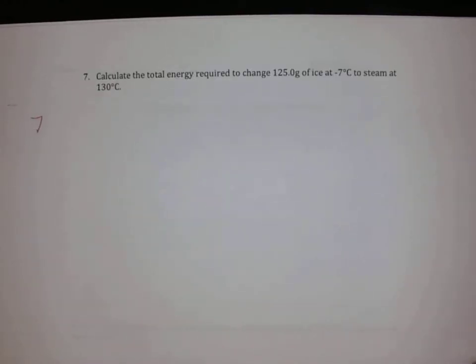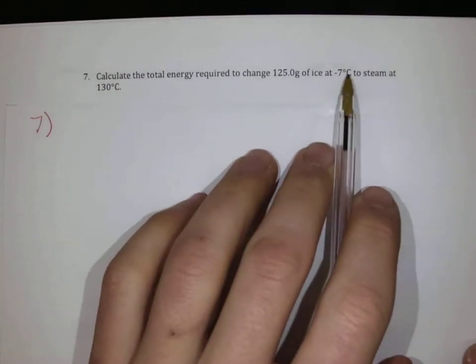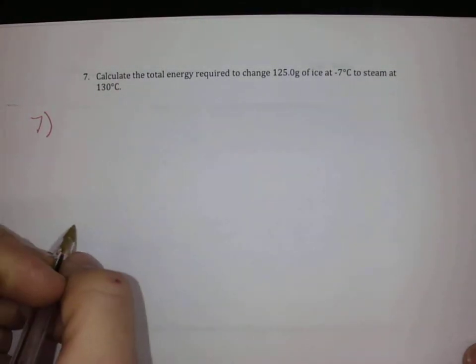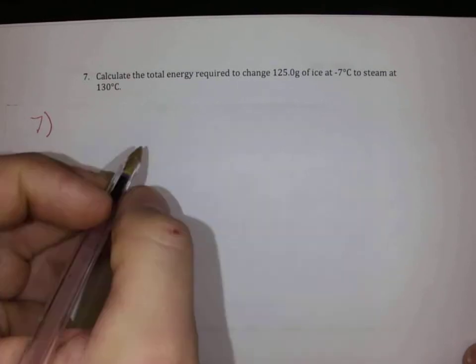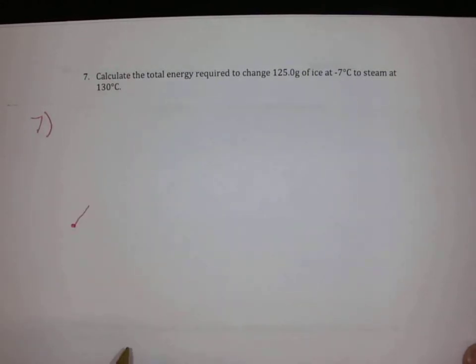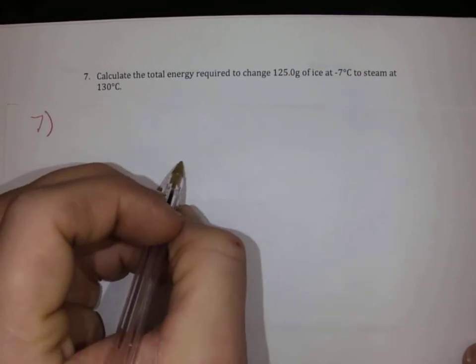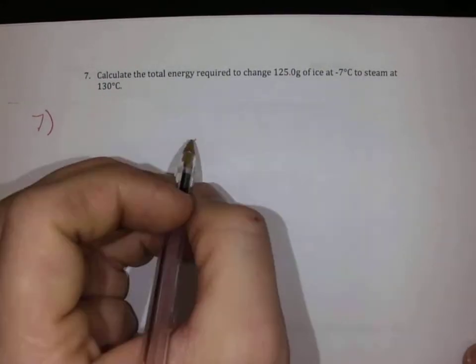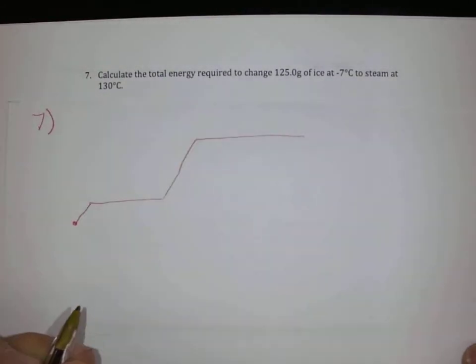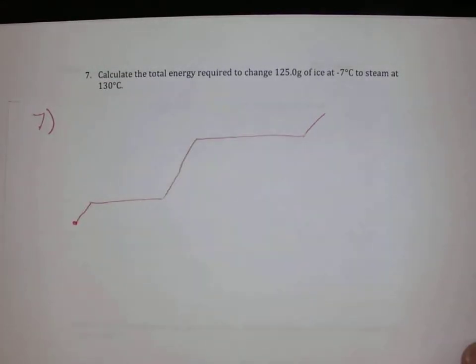What is happening? Let's think about this. We're going from ice at -7 degrees C, so we're all the way down here, and we're going to go up to 130 degrees C steam. To do that, we're going to have to heat it up to 0, and then we're going to melt all of our ice, and then we're going to heat it up to 100 degrees Celsius, and then we're going to turn it all to steam, and then we're going to heat it up to 130 degrees. So we are going to have 1, 2, 3, 4, 5 equations that we're going to have to solve.